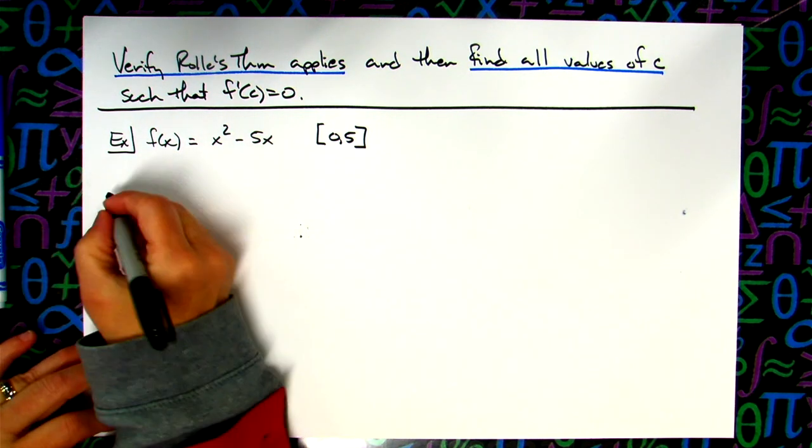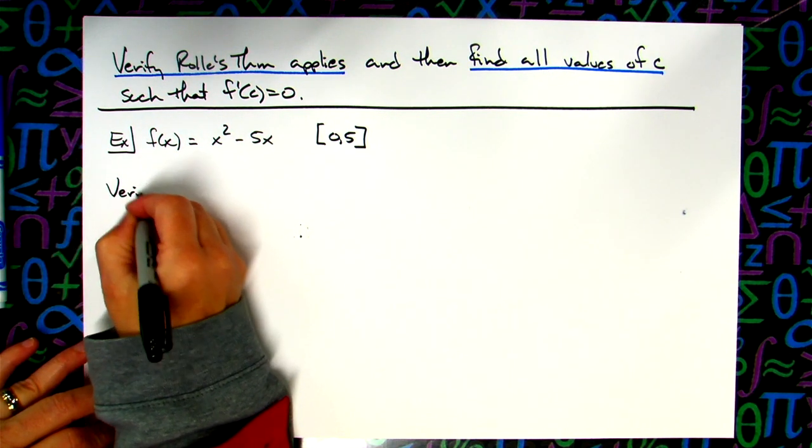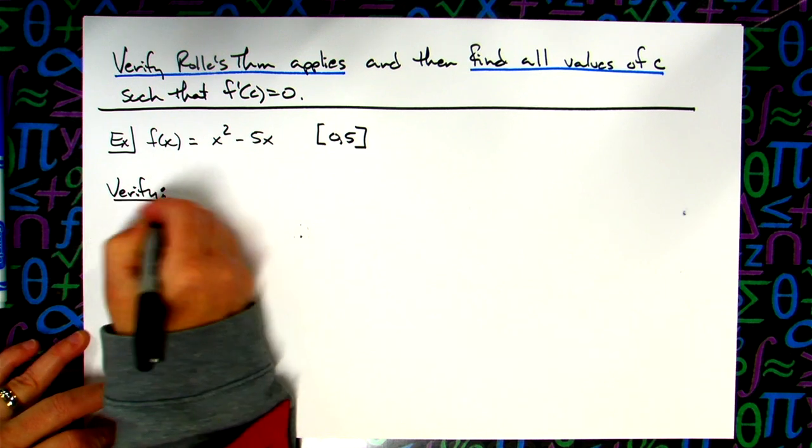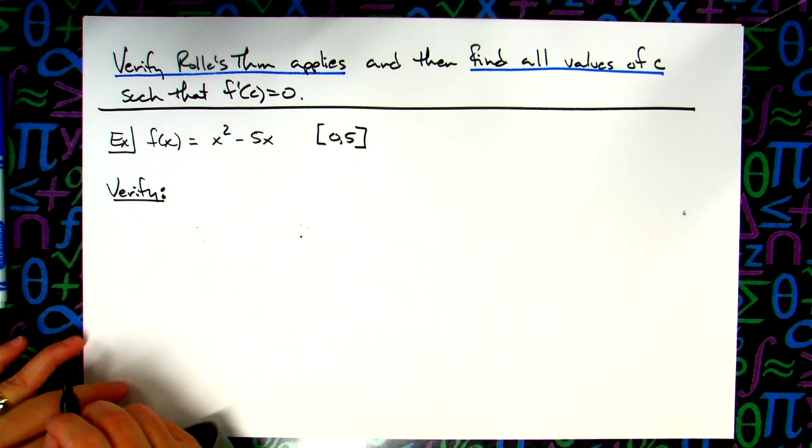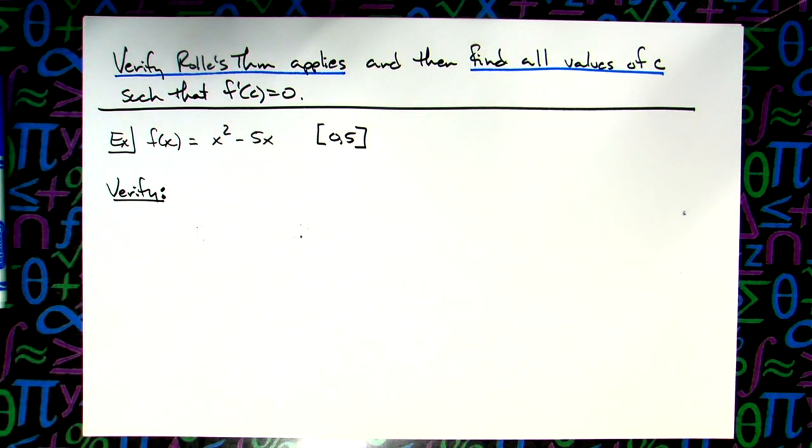Okay, so first of all, label and tell the person that's grading your paper what you're doing. All right, now I'm going to verify. All right, well, what do I have to verify? I've got 3 main parts. I have to know whether it's continuous on the closed, I have to know whether it's differentiable on the open, going off what the theorem said, and then I have to know whether f of A equals f of B.